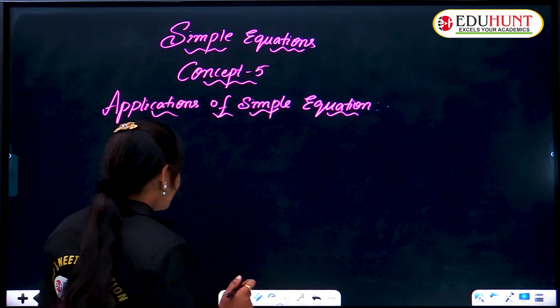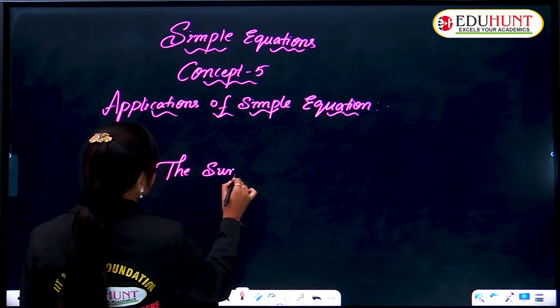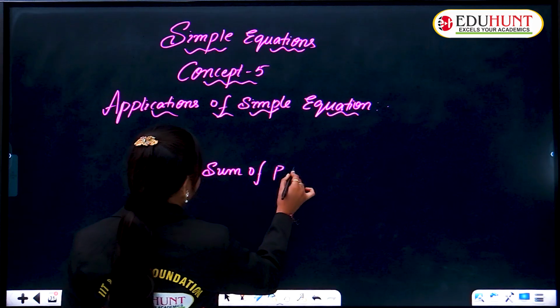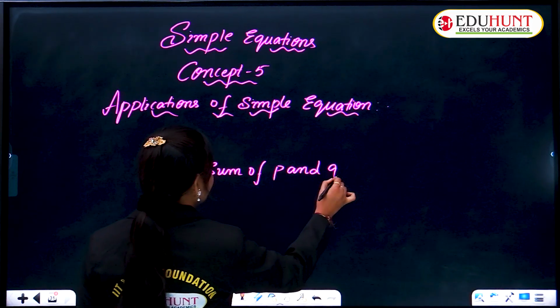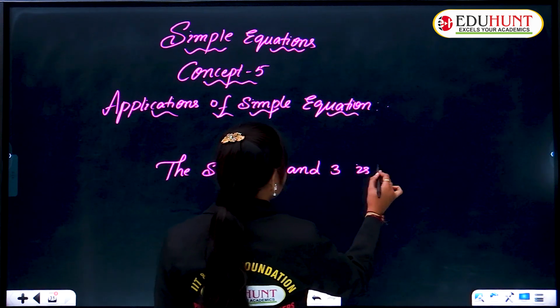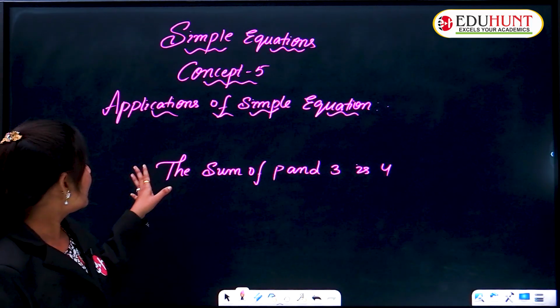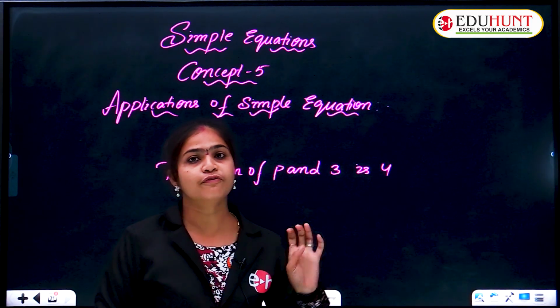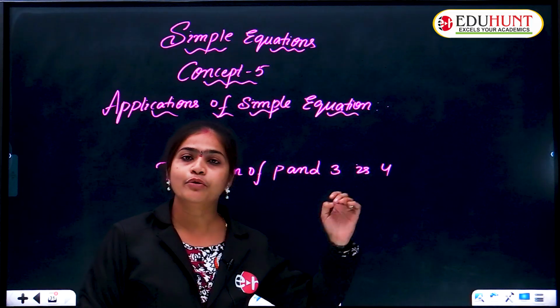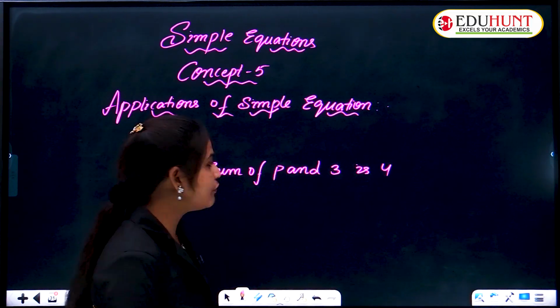Actually here, for example, one statement is: the sum of P and 3 is 4. What is the sentence here? The sum of P and 3 is 4, they are saying. How to write it in equation form? How to convert it into equation form here?